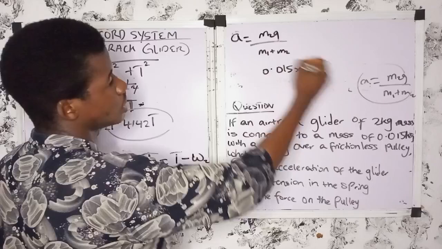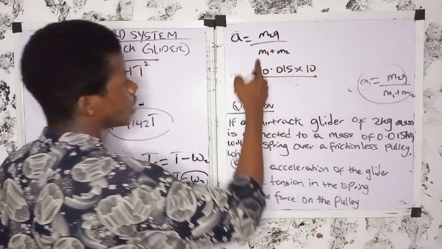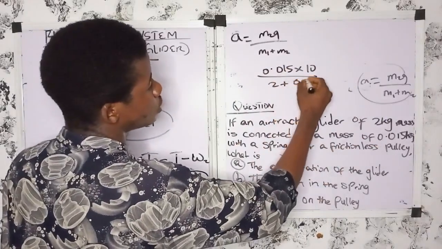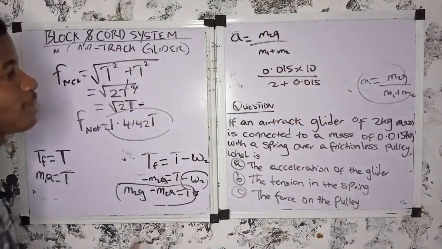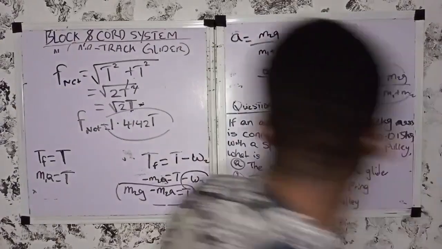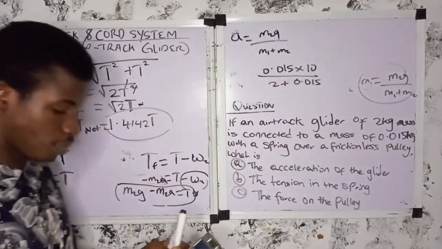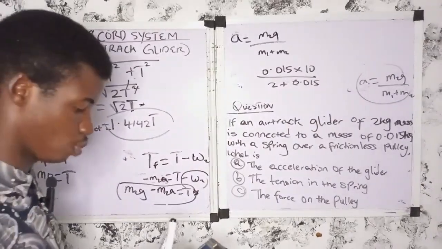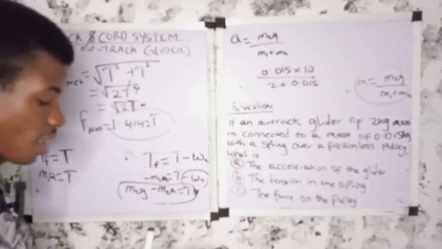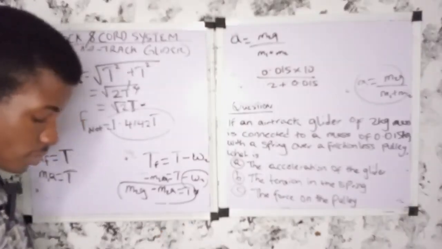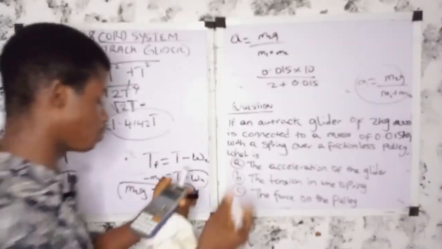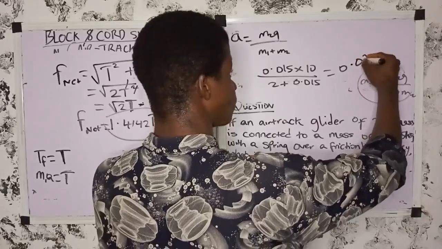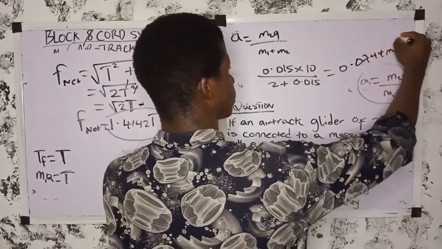0.015 times g is 10, all over m1, which is 2, plus m2, which is 0.015. So if we multiply everything and divide them, 0.015 times 10, then divide by 2 plus 0.015. When we do everything, our acceleration will be 0.0744 meters per second squared.